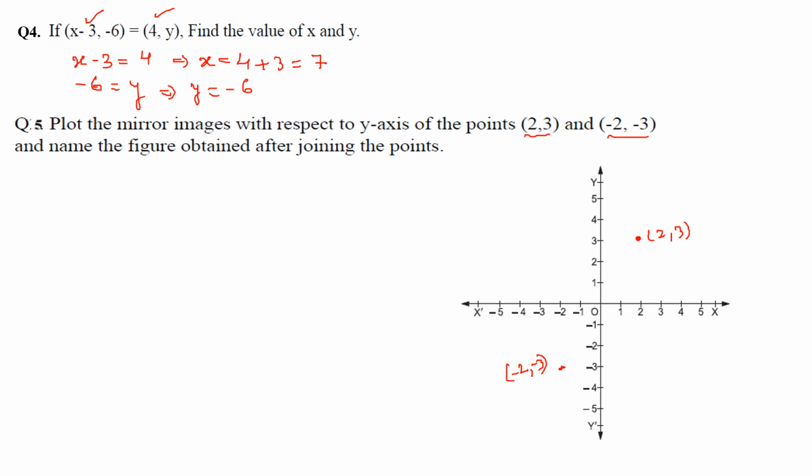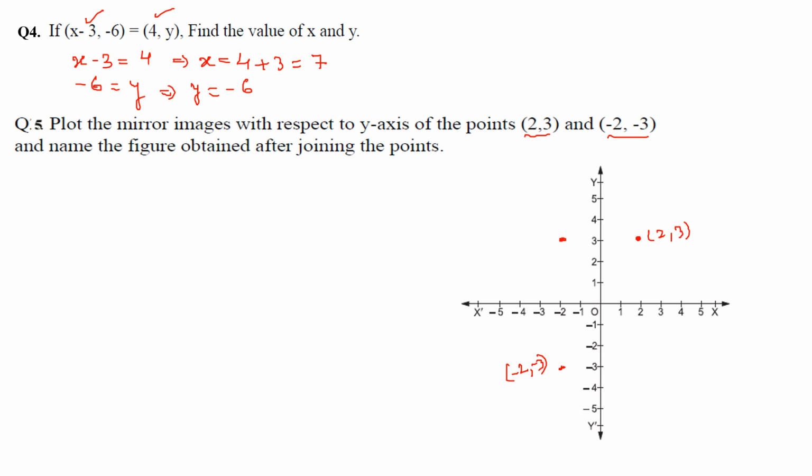Now for the mirror image with respect to the y-axis, where will this point go? In such type of question, the distance of the point from the y-axis should be the same on the other side also. So if you see here, this distance is 2 units, isn't it? So from the y-axis, on the other side you have to take 2 units and there will be the mirror image. So if you take 2 units on the other side, it will be over here.